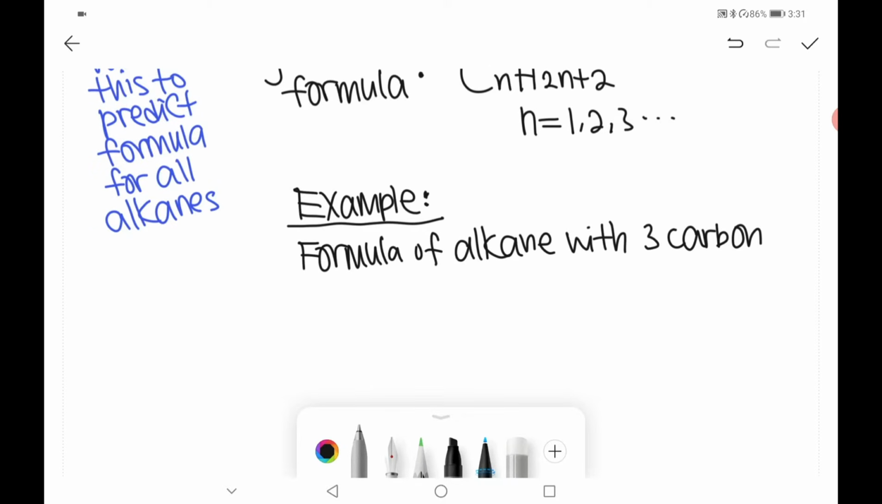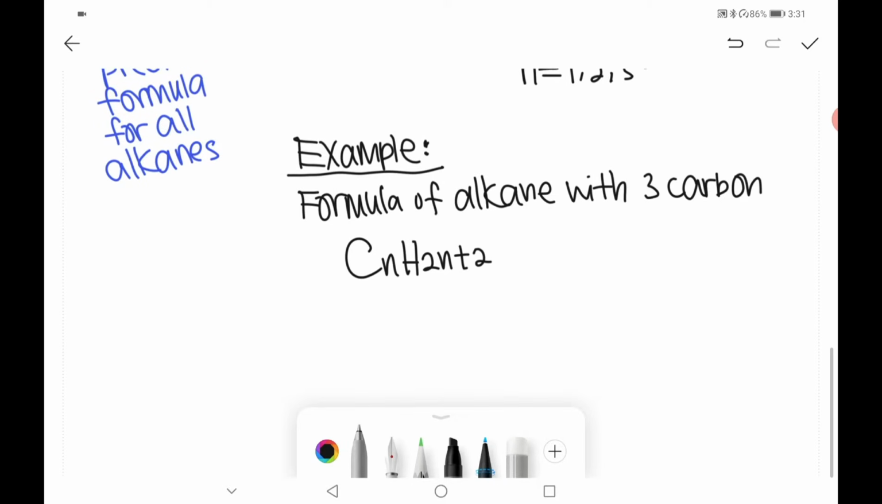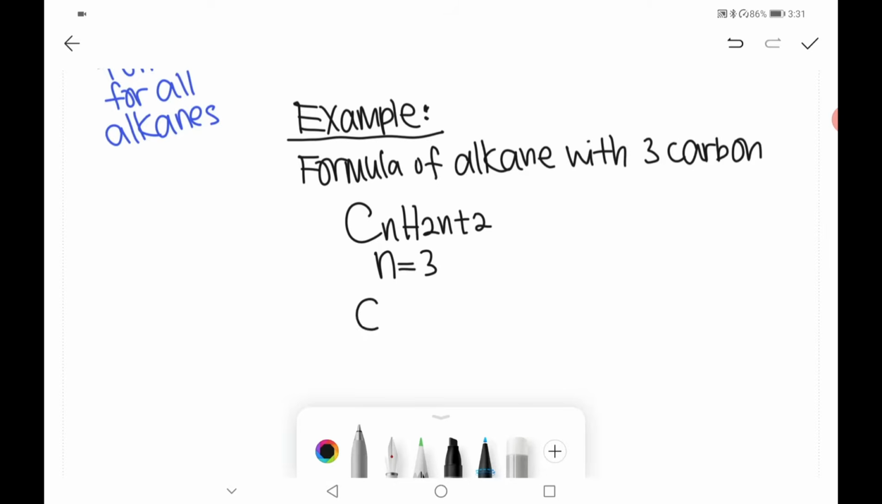So what you can do here is take CnH2n+2 and substitute n equal to 3. You put n equal to 3 in here and here. Then you do your mathematics, and your final formula will be C3H8. That's it. So C3H8 is the formula of alkane with 3 carbons.